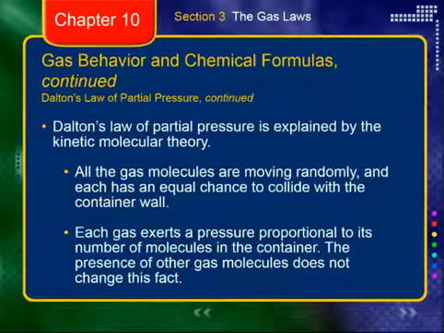So Dalton's law of partial pressures is explained by, again, the kinetic molecular theory, which is why we started this chapter with it. All of the gas molecules are moving randomly, and each has an equal chance to collide with the container wall. And they're not going to really interact with one another that much because of their high velocity and the great distance between each particle. Each gas exerts a pressure proportional to the number of molecules in the container as a whole. The presence of the other gas molecules does not change that fact.